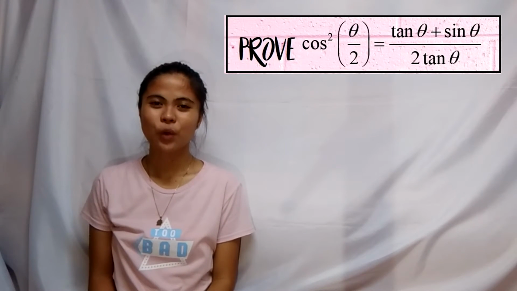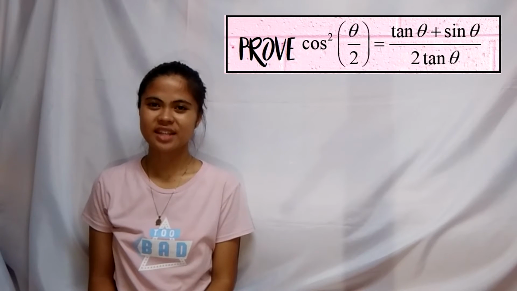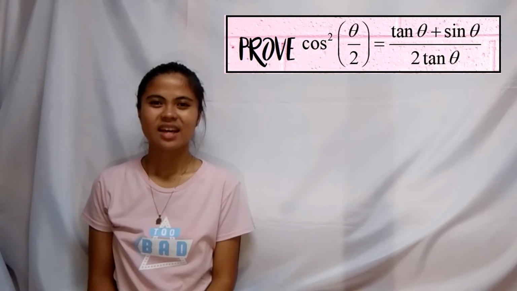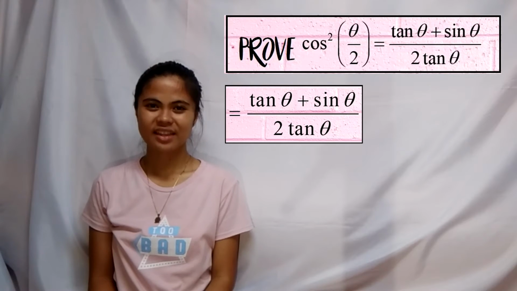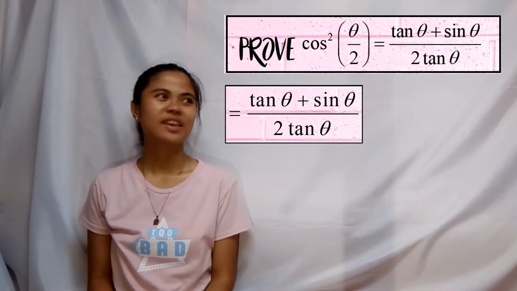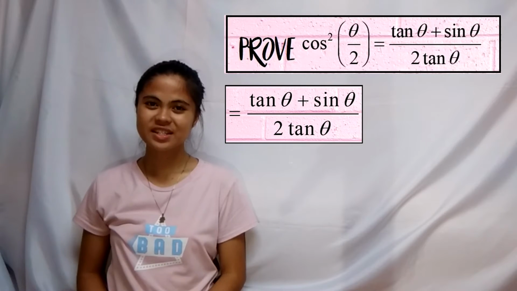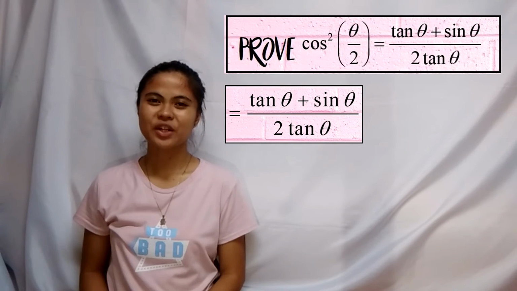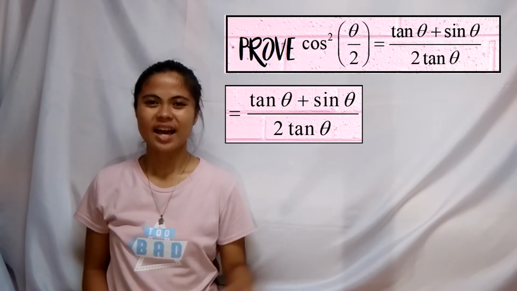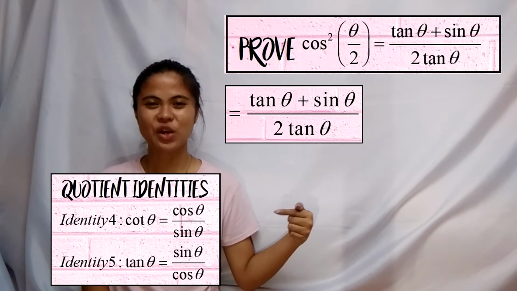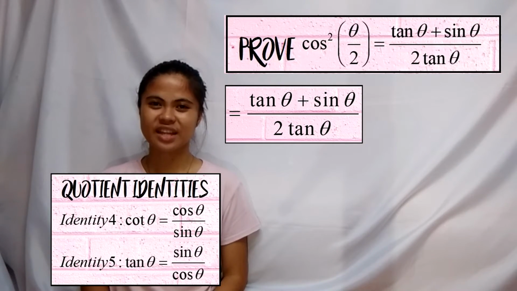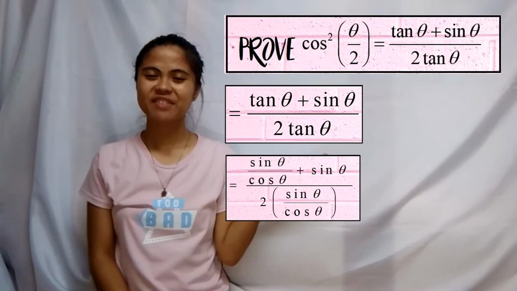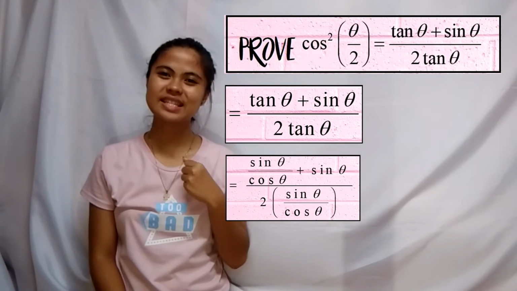For the first example, we will use case number 2, which is to manipulate the right side of the equation, and that is tangent theta plus sine theta over 2 tangent theta. For the first step, we can use identity number 5, or the quotient identity for tangent, and that is tangent theta is equal to sine theta over cosine theta. We arrive at this equation by using identity number 5.